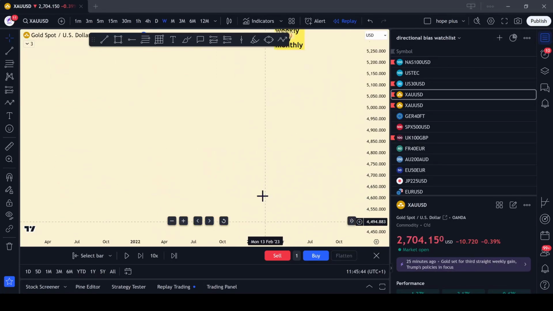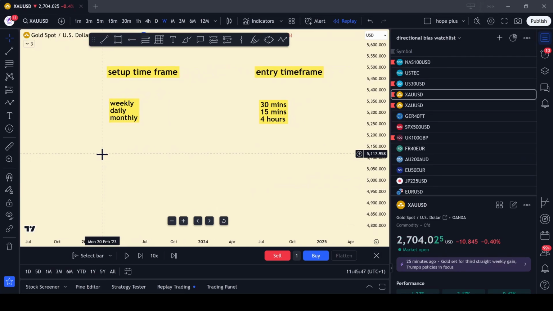To get an entry model, we need two things in place. Number one is the setup time frame, and number two is the entry time frame. The setup time frame is simply the time frame where you are looking for your opening price. So the setup time frame is the weekly, daily, and monthly. Do not go below the daily. Once you go below the daily, there will be too many signs, which might lead to confusion.